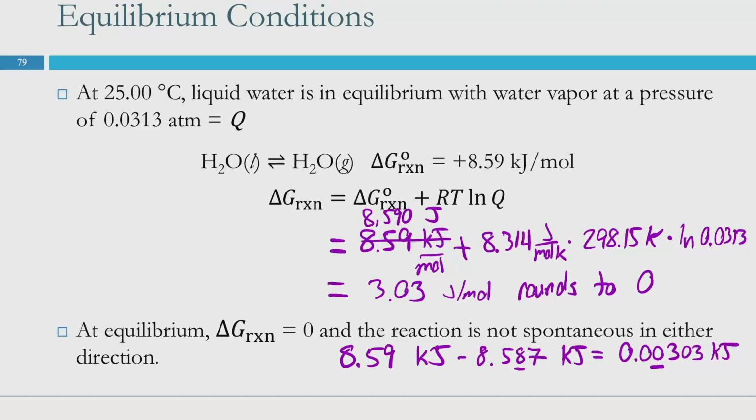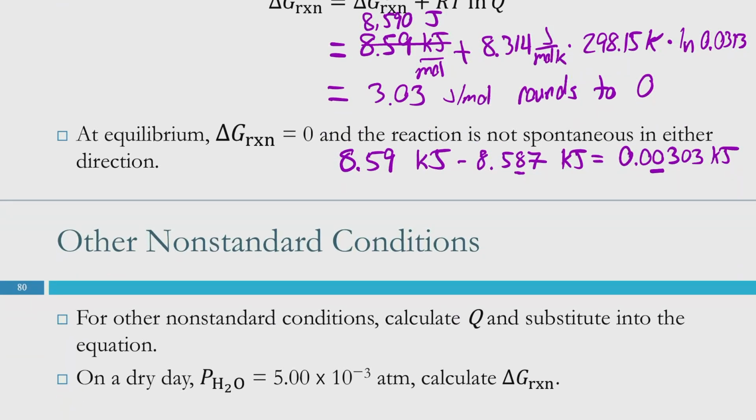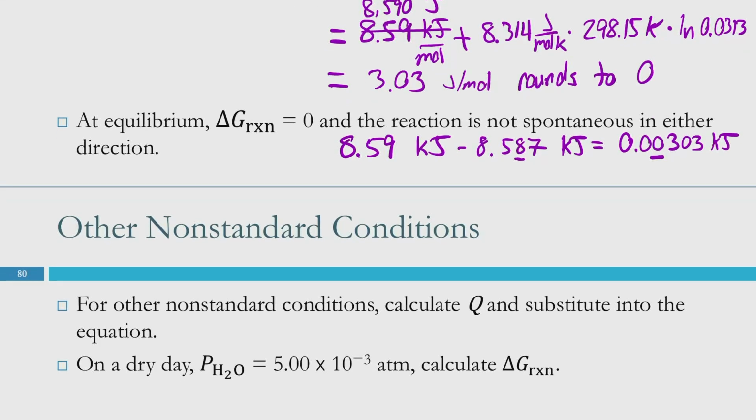Anyway, or maybe it's because I put in 0.15 for the temperature. That could have done it. Nope, that wasn't it. Who knows? I don't. Anyway, it's about 0. The reaction isn't going to move in either the evaporating or the condensing direction.